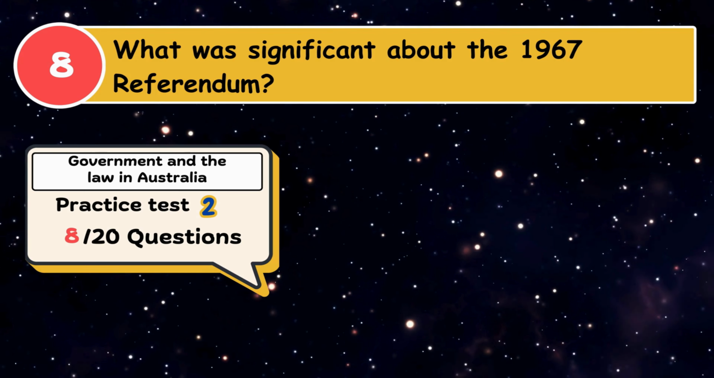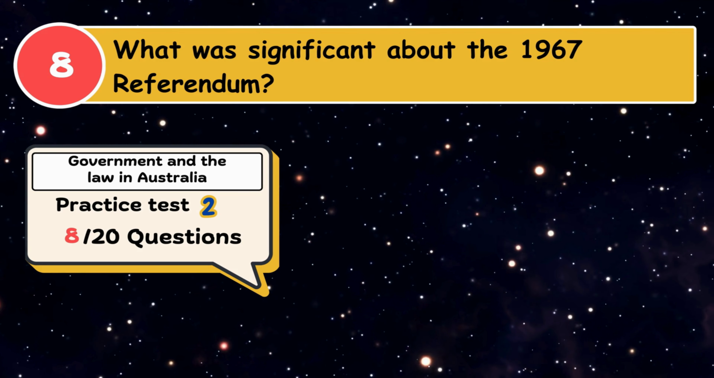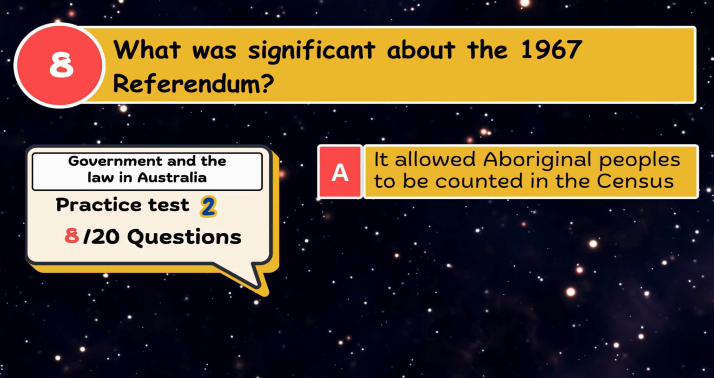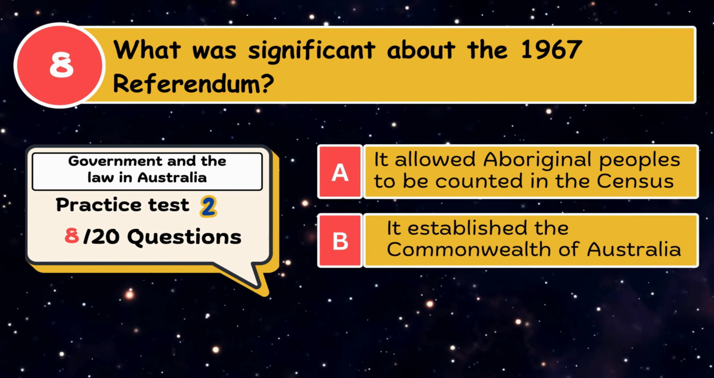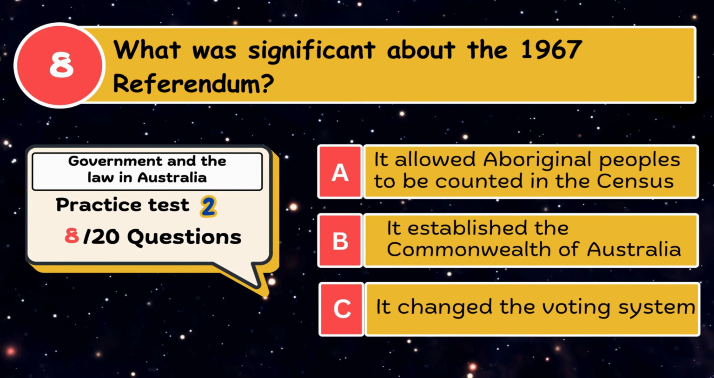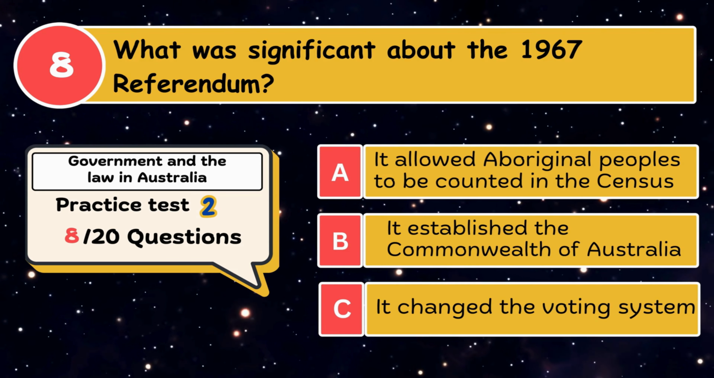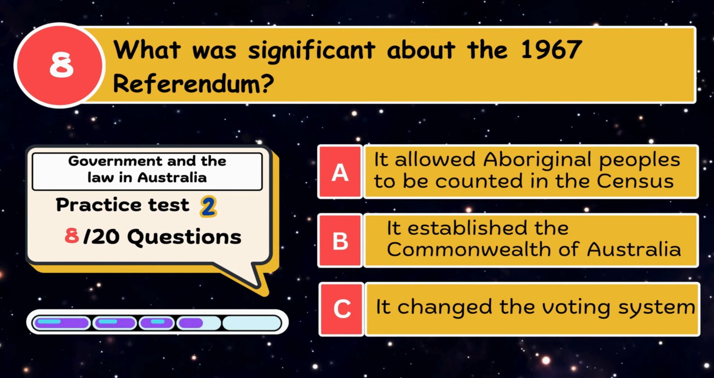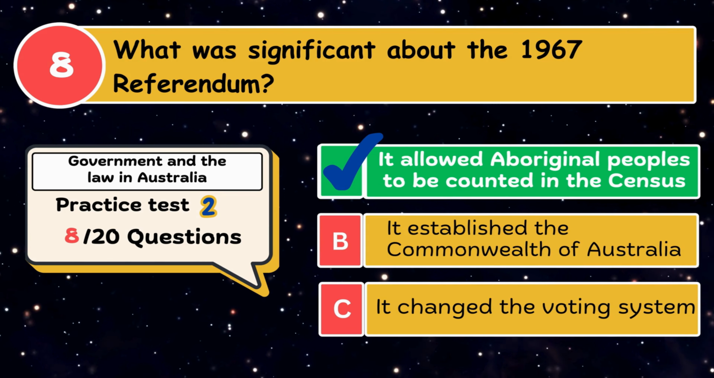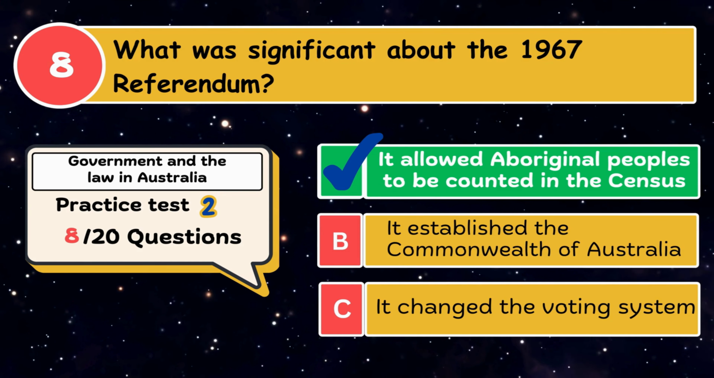What was significant about the 1967 referendum? A, it allowed Aboriginal peoples to be counted in the census. B, it established the Commonwealth of Australia. C, it changed the voting system. The correct answer is it allowed Aboriginal peoples to be counted in the census.